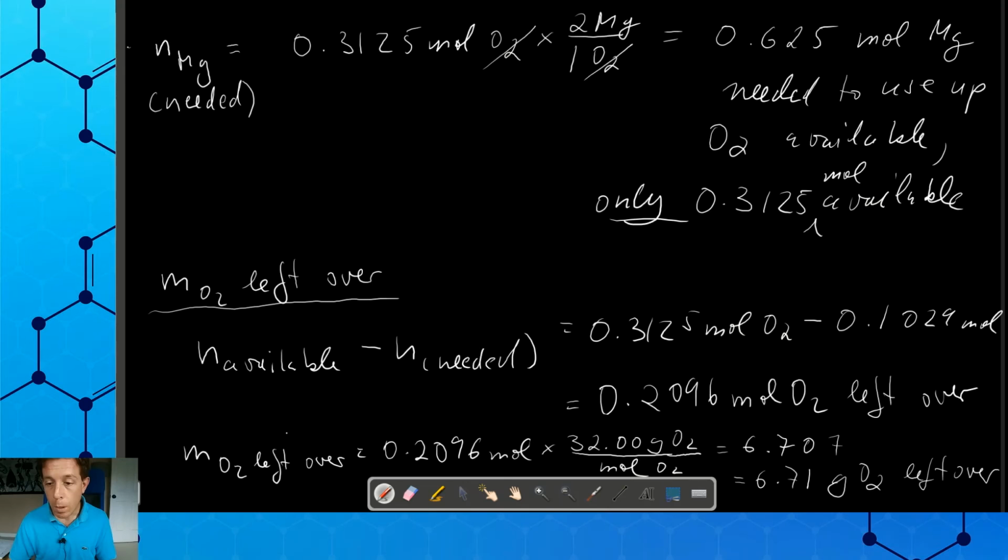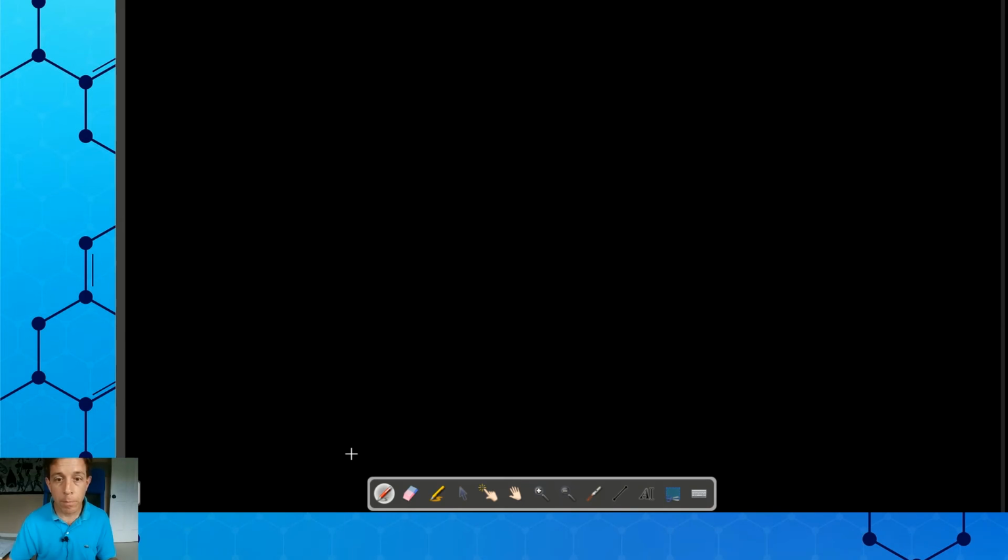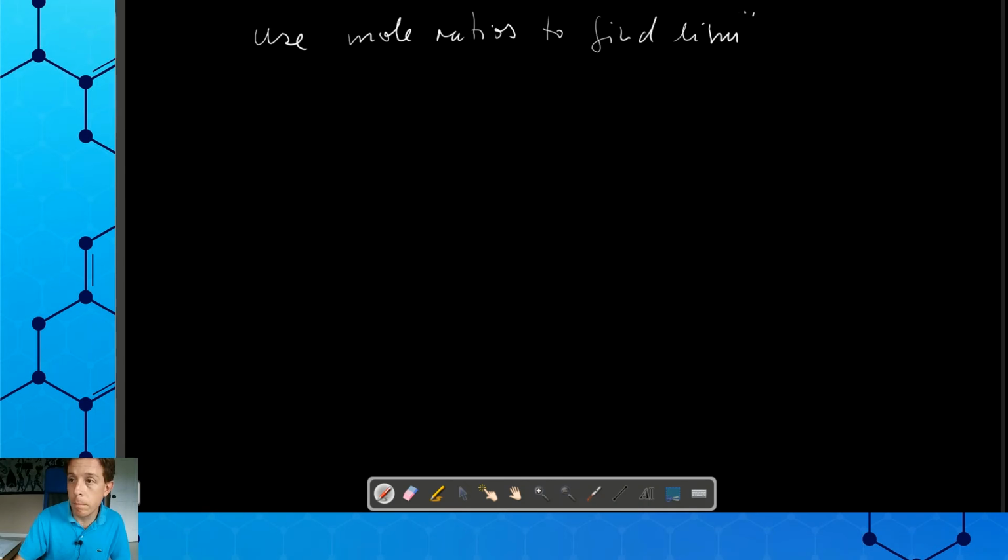Now, one last thing to clarify right here, to make life easy, it's often good to do a little check by just looking at the stoichiometric ratios. To save time, you can just look at the ratios of moles, so use mole ratios to find the limiting reactants. Now, this technique will not tell you how much is left over. You still need to do these calculations that we just did.